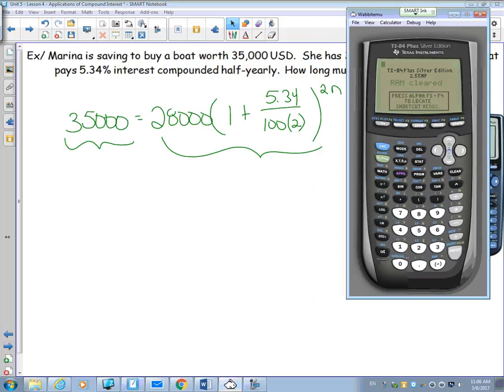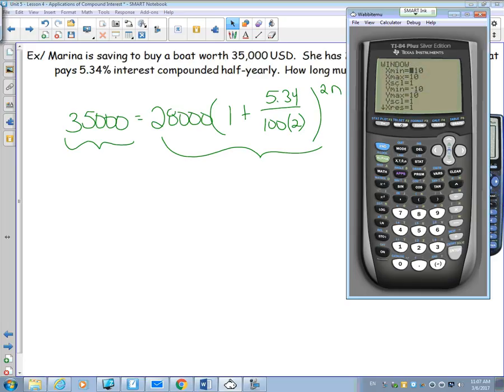So take our graphing calculators, go to our y equals screen, we'll enter our line, 35,000, that's what I want to hit. My equation, my exponential growth, is 28,000, bracket, 1 plus 5.34 divided by 200, to the power of 2x. And now notice I changed the 100 times 2 into 200, right? Just to make it easier for my calculator to work.